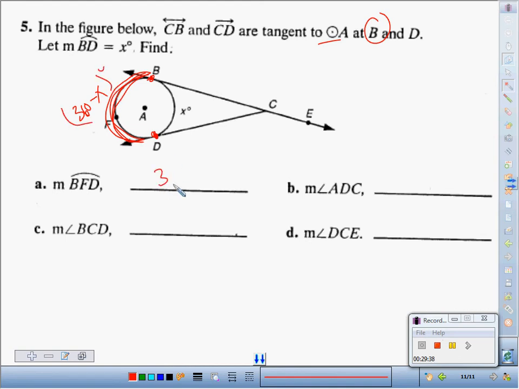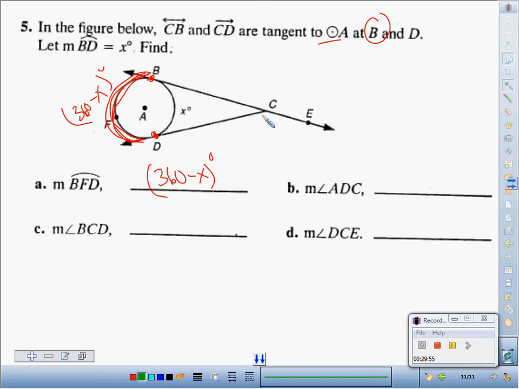If you have more than one term as an angle measure, you should put that in parentheses and put the x or the degree outside the parentheses. So, put it in the picture. It'll help us out. Next thing, part B says find the measure of angle ADC.